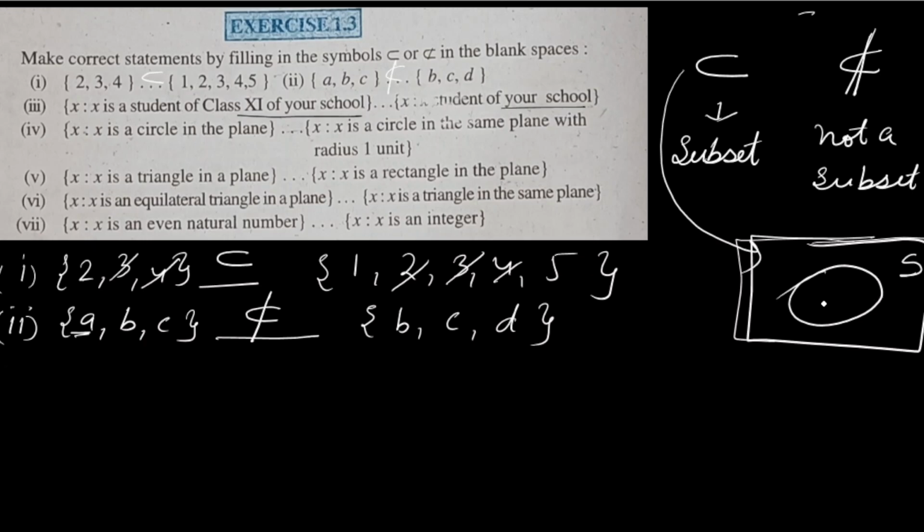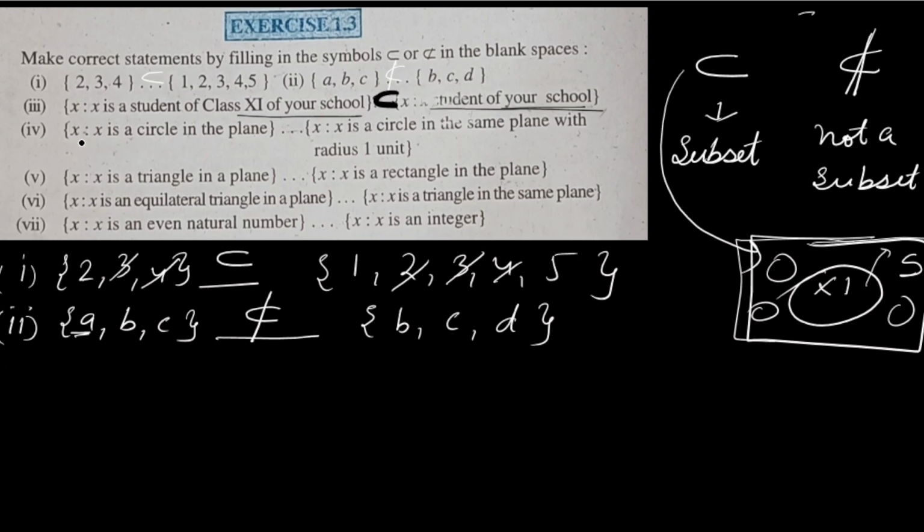Suppose this is your school, and in school so many classes are there. Okay, so in school this class 11th is also there, and all the students of class 11th are the students of school itself. So that means this set is a subset. So here itself I am writing. So X is a student of class 11th of yours. This set is a subset of the other set, where X is a student of your school. So here I am marking.